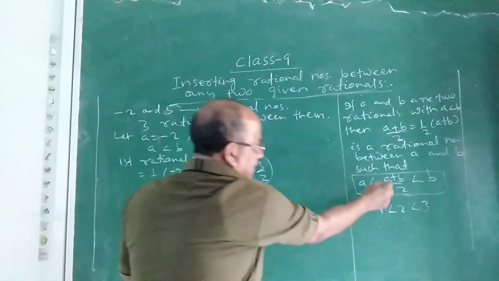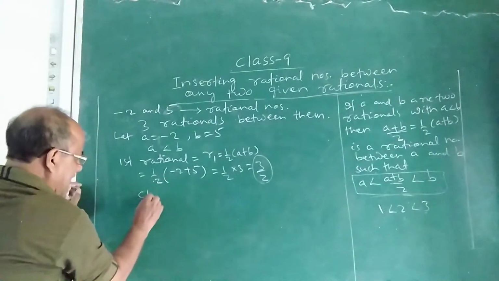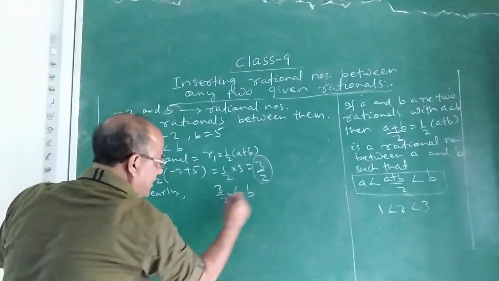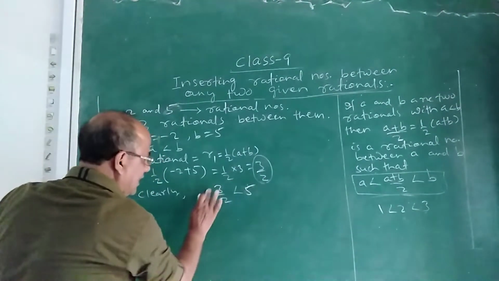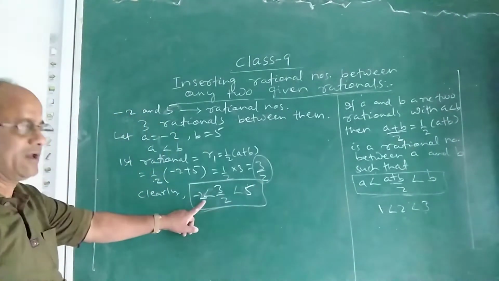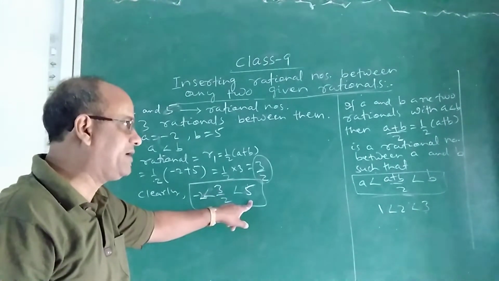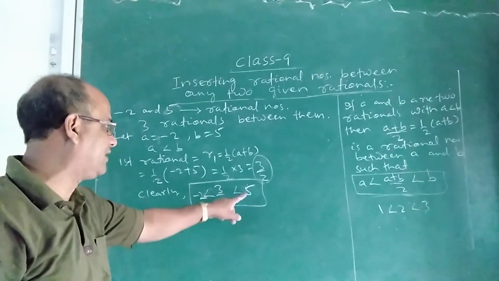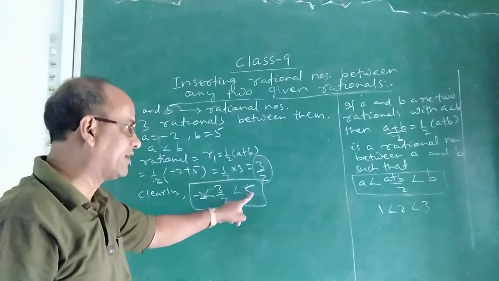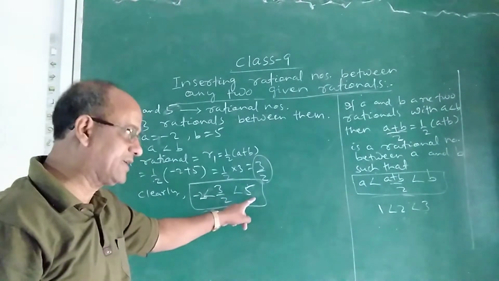Then we have to see whether this one satisfies this inequality or not. Clearly, 3 by 2 is less than 5 and greater than minus 2. You can verify the truth of this inequality. Okay, whether 3 by 2 is less than 5 and greater than minus 2 or not. Clearly less, because 2 into 5 is 10, bring 2 to this side here. 2 into 5 is 10 and 3 is less than 10. So 3 by 2 is less than 5.